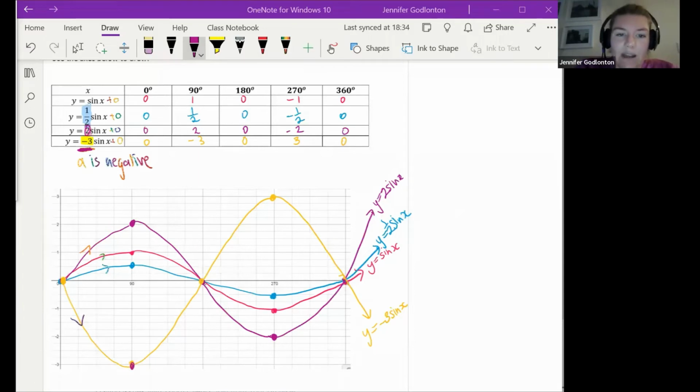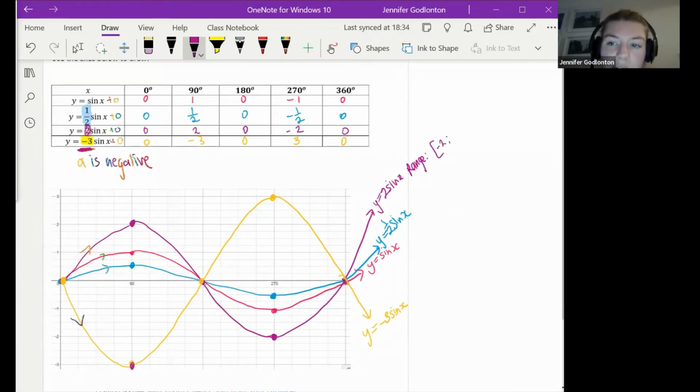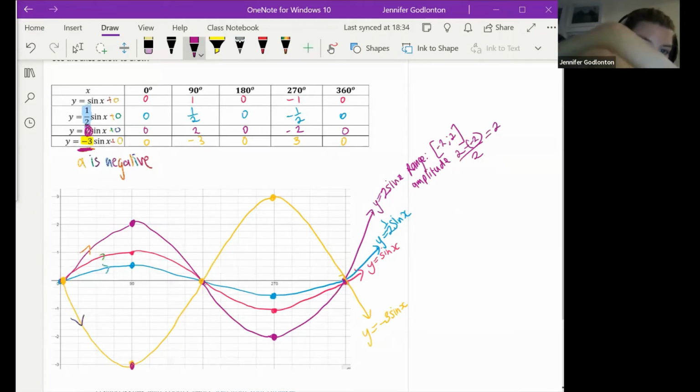Our purple graph over here, that's the purple graph. Okay, our max is 2, our min is -2, which means our range, which is your possible y values, would be between -2 and 2. That's what our range would be, okay? And our amplitude, remember that's your max minus your min divided by 2. So that's 2 minus -2 over 2, which is going to give us 4 over 2, which is 2, which is the same as that number over there.